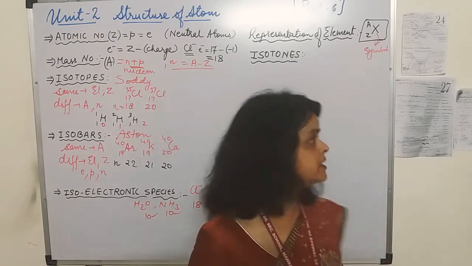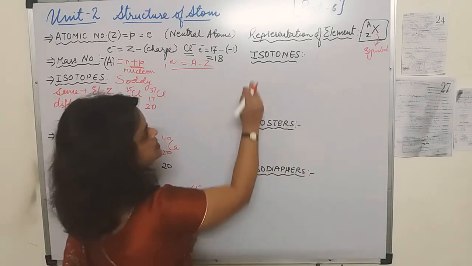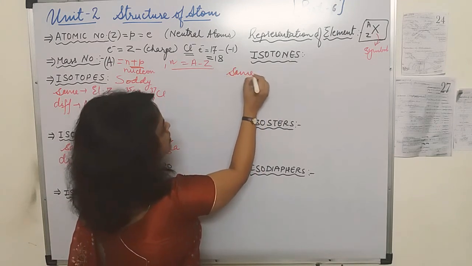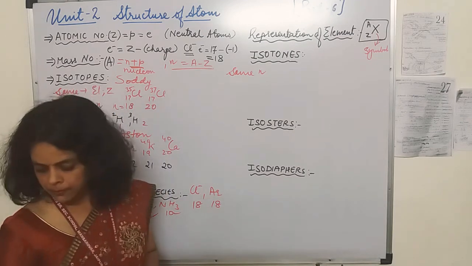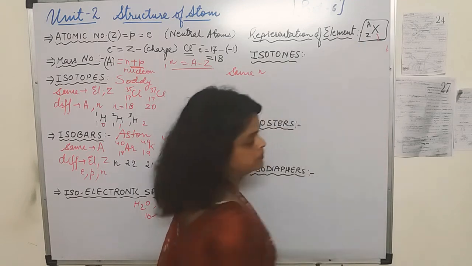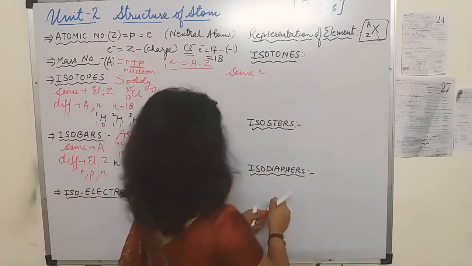Let's move on to the next one, that is isotones. Iso, same; tones, neutrons. They have the same number of neutrons. Okay, here we will take two examples. First one is of potassium and calcium.